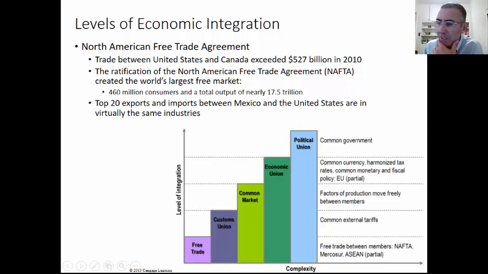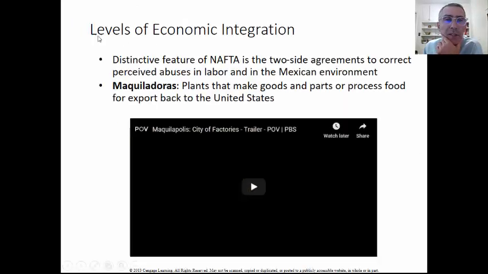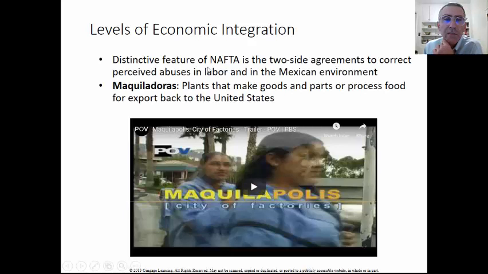Let's see. The levels of economic integration, again, the distinctive feature of North American Free Trade Agreement is a two-side agreement to correct perceived abuse in labor and in the Mexican environment. There's this thing called maquiladoras. So maquiladoras are just south of the border in Mexico. You're talking about Juarez, just across the Texas and California border, and they're factories and they make all your stuff, right? Just think about your washer, your dryer. A lot of stuff is made there, right? They make the goods and parts.